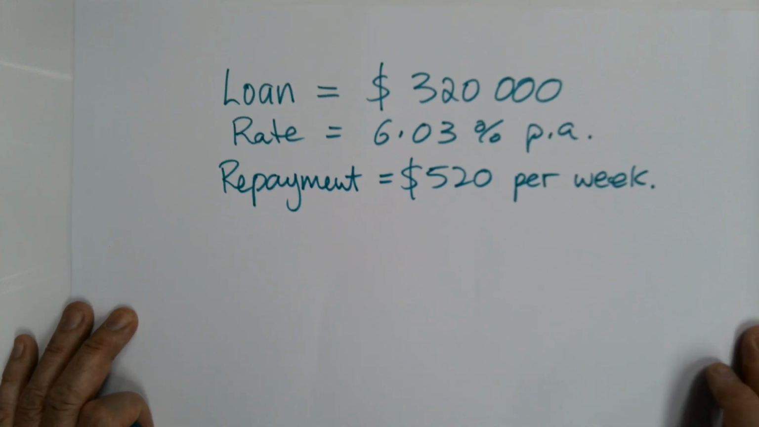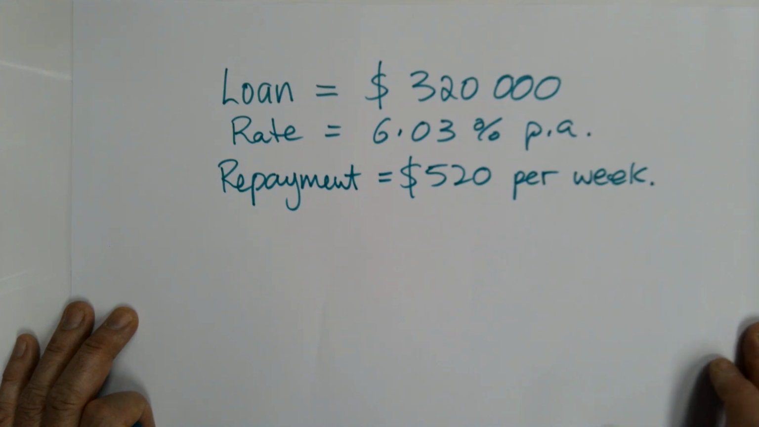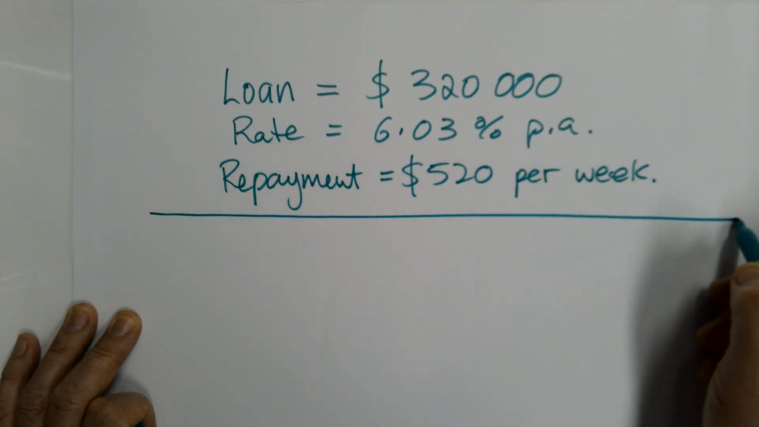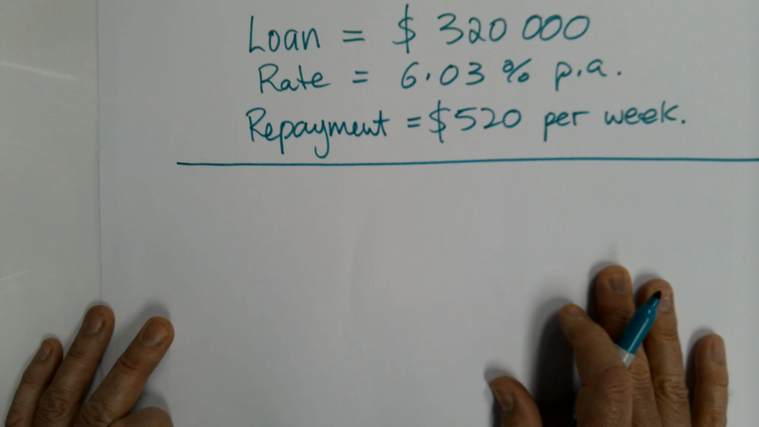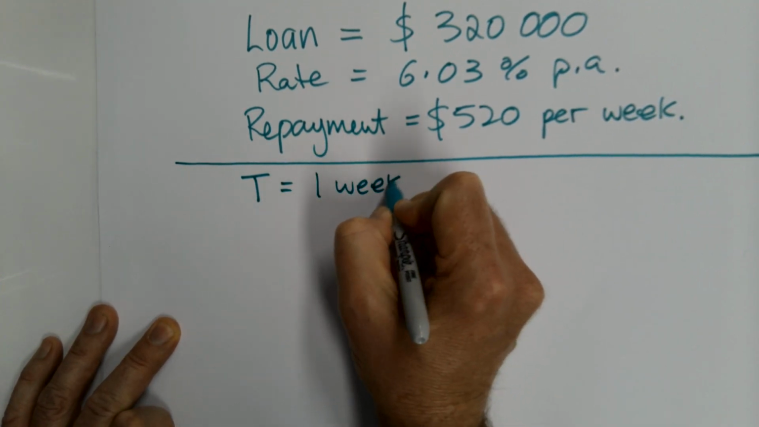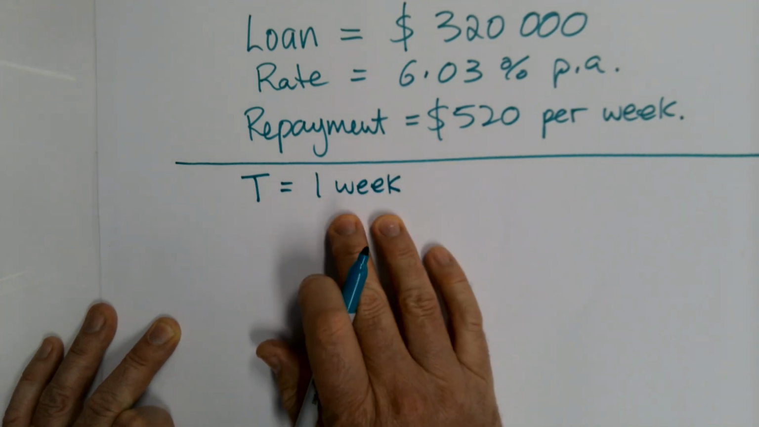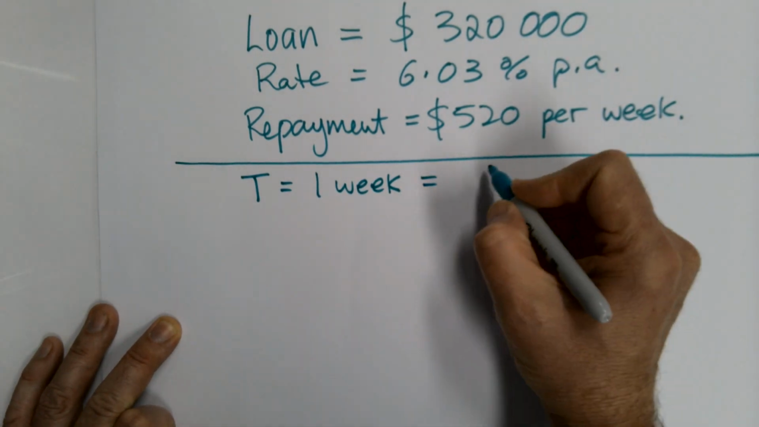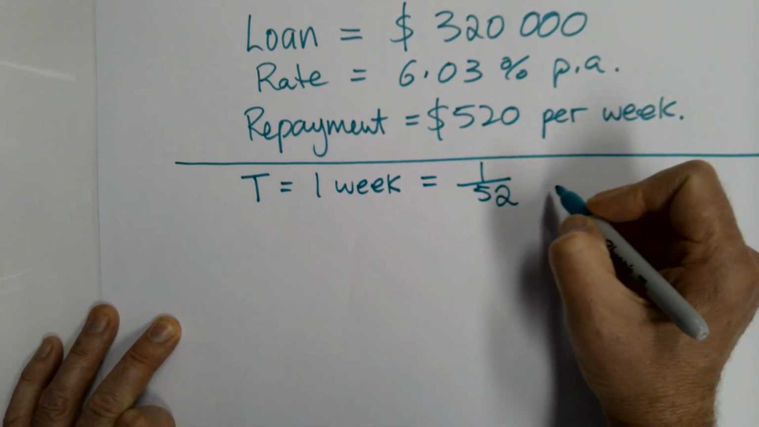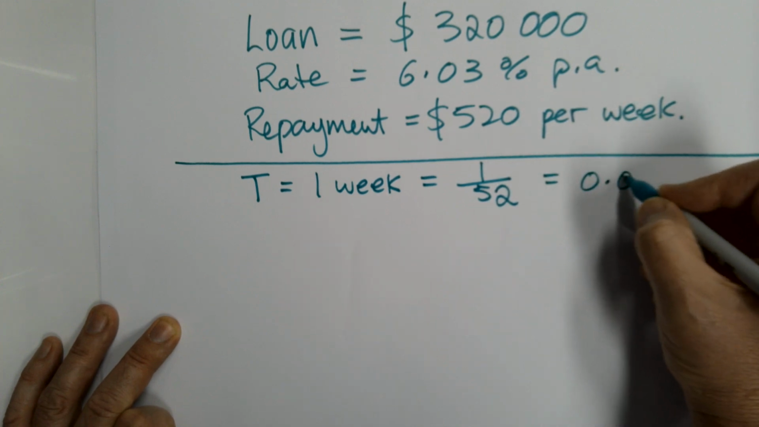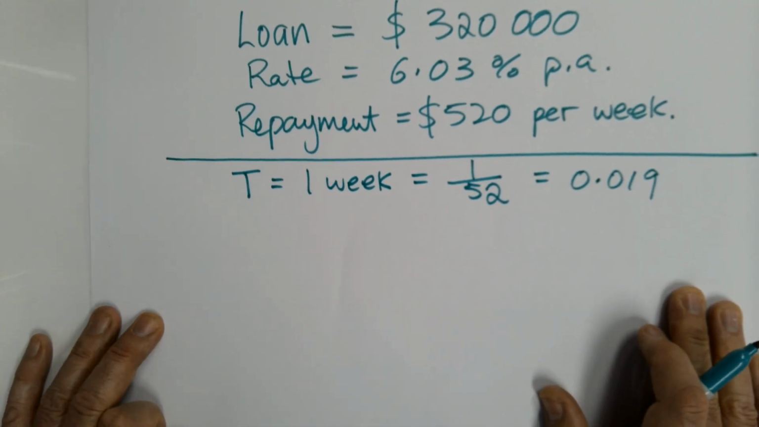So what we're going to do is run through 2 weeks of this. The first repayment and then the second repayment. So let's do this. T is 1 week. Now, if you are going fortnightly, it'll be 1 fortnightly. If you're going monthly, it'll be 1 month. You need to adjust that as you need. So that's going to be 1 over 52, which you divide, 1 divided by 52, 0.019. All right, so that's my T.